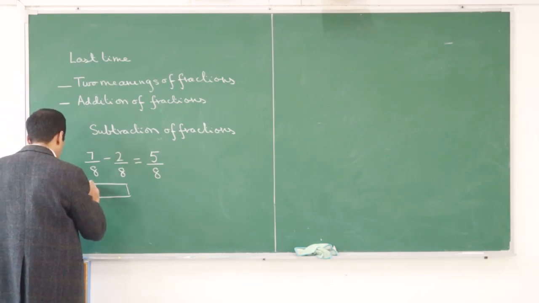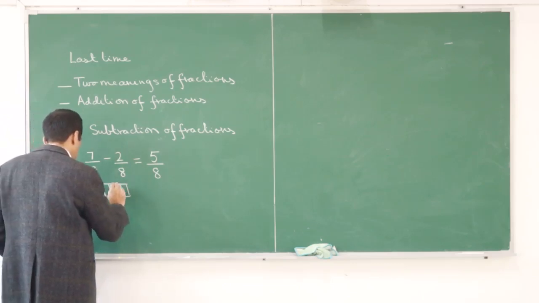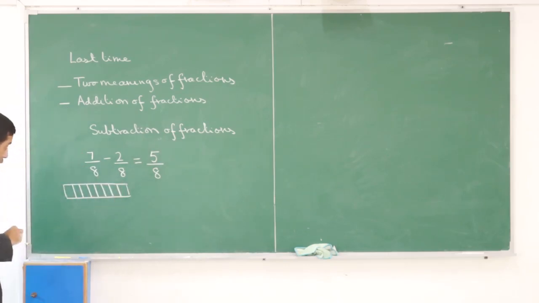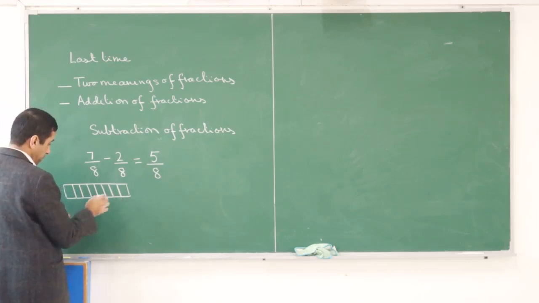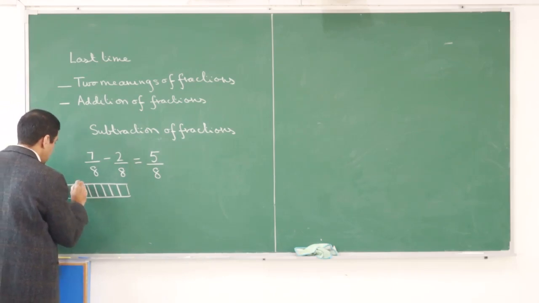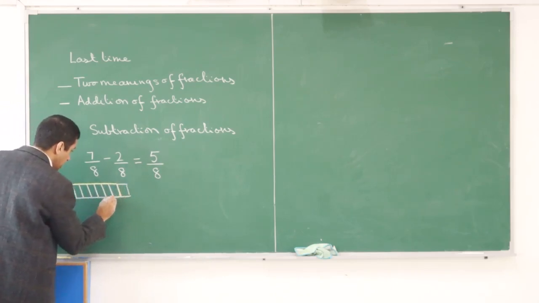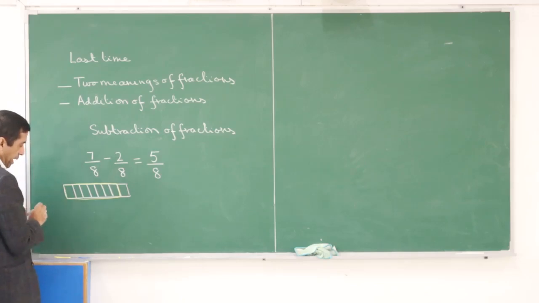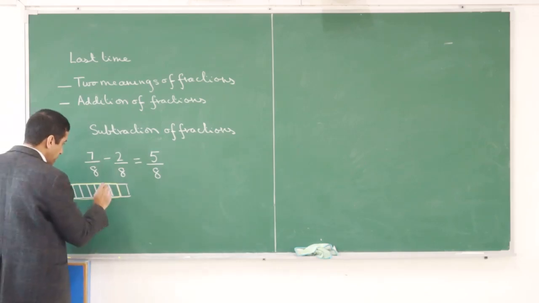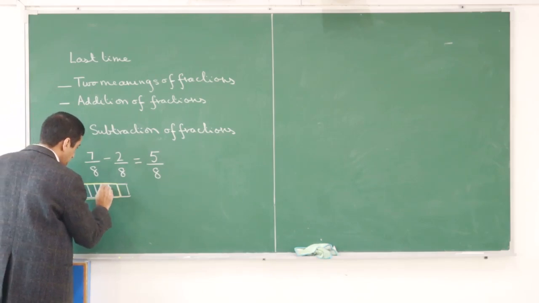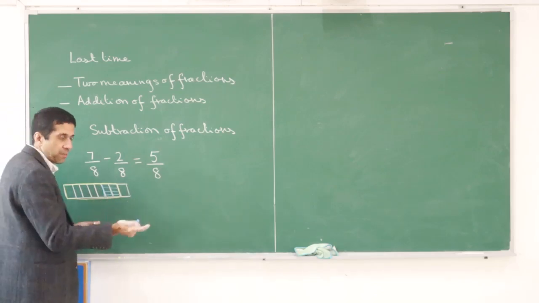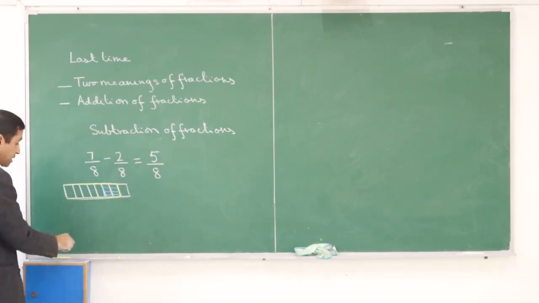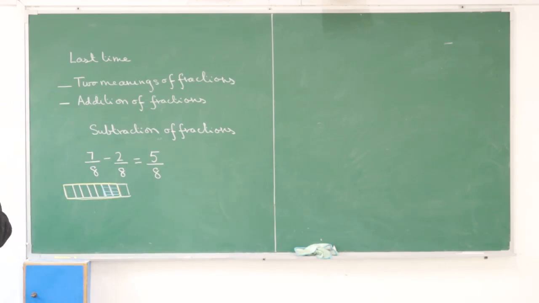This is a part of a whole interpretation. 1, 2, 3, 4, 5, 6, 7, 8. I have 8 equal pieces. Remember, equal means whatever you want it to mean. I had 7 pieces out of the 8. So this is what I actually had. And I gave away 2 pieces. So these 2 pieces were given away. So I'm left with 1, 2, 3, 4, 5 pieces. 7 pieces minus 2 pieces is 5 pieces. That's the only interpretation. So that's easy, right?